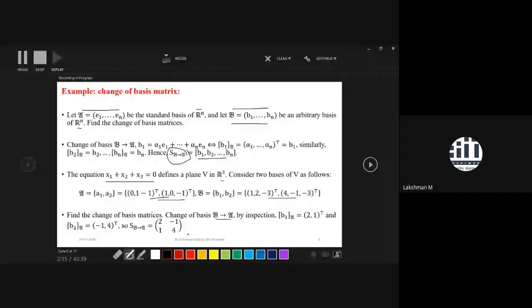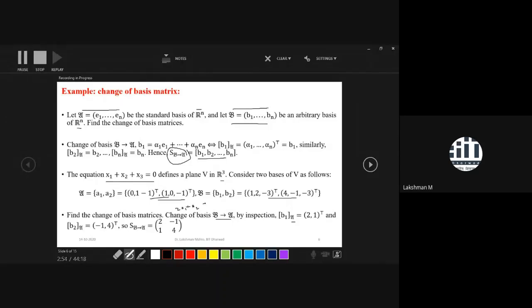So by inspection, we observe what b1 is. b1 is 2 1. How? Because of the coordinate of b1 with respect to A. What is the coordinate of b1 with respect to A? It is 2 1. That means you multiply a1 two times and add it with a2. What will you get?